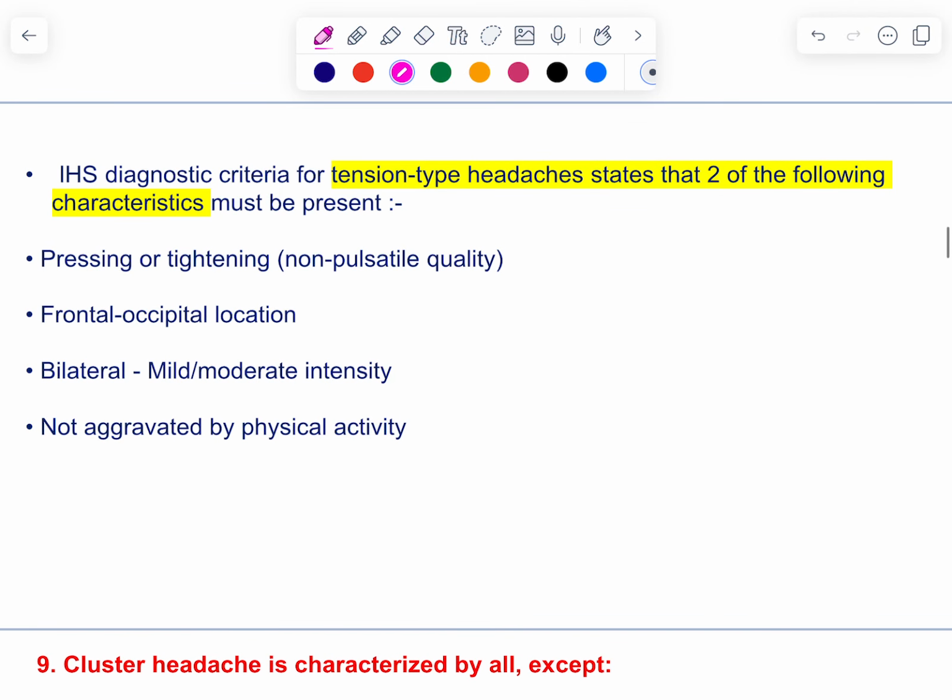Right. So these are the features of the tension headache. Number 1, there will be headache which is non-pulsatile in quality, right? It is pressing or tightening in quality. Fronto-occipital location is a common location. And it is usually bilateral, of mild to moderate intensity, which is not aggravated by physical activity. So out of these 4, there should be at least 2 to consider it as tension headache. Okay. So that is the reason why the question is not in favor of tension headache.